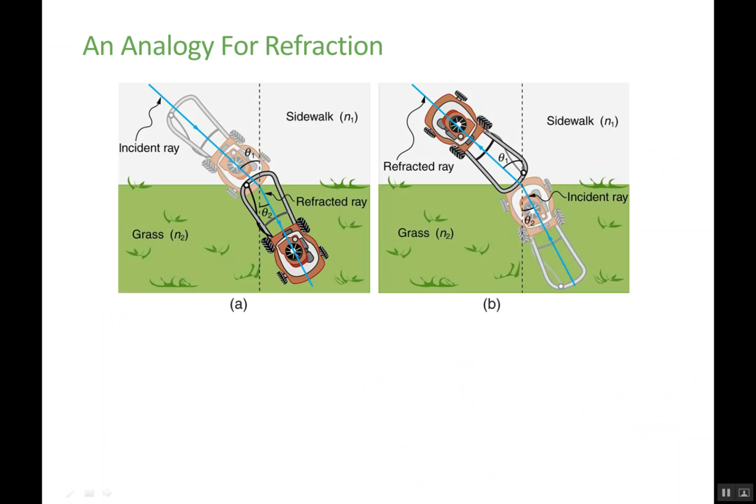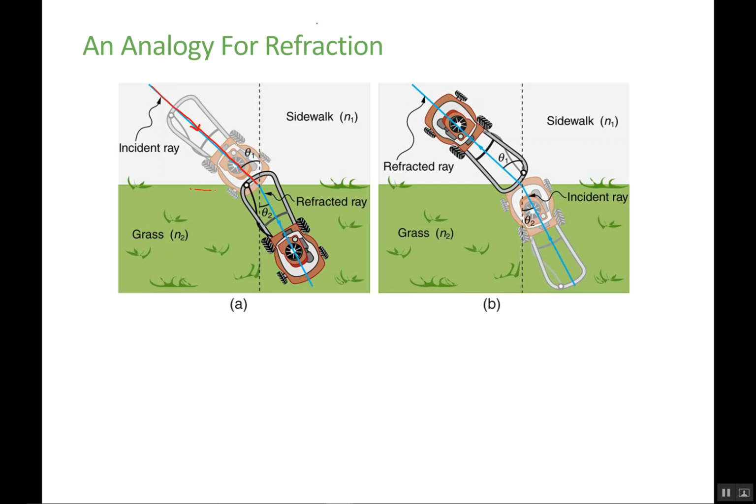So why would a ray of light bend when it passes from one material into another simply because the speed of light in those two materials are different? That's exactly what's happening when you observe refraction. So this figure is trying to show an analogy of a lawnmower that is traveling from one material, one ground surface to another.